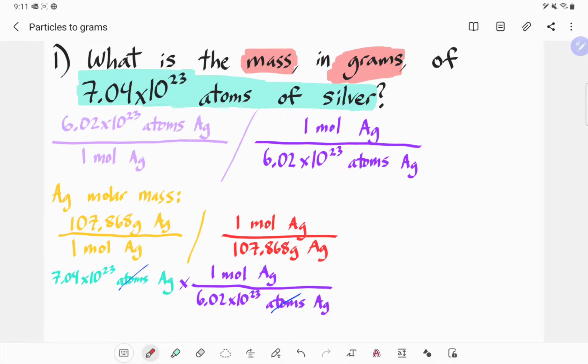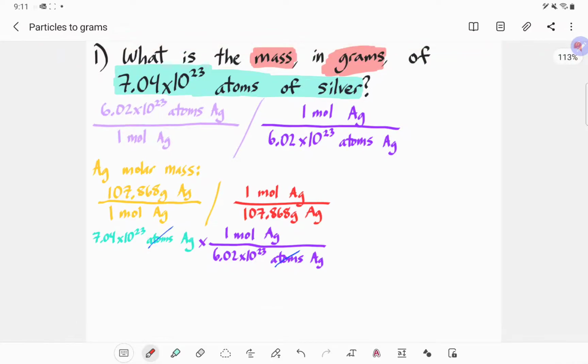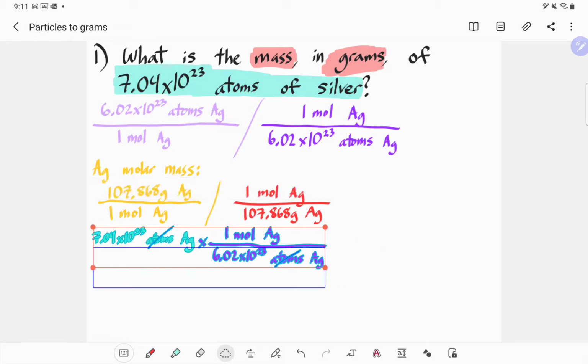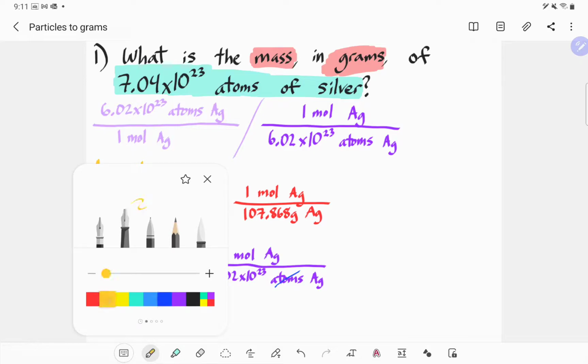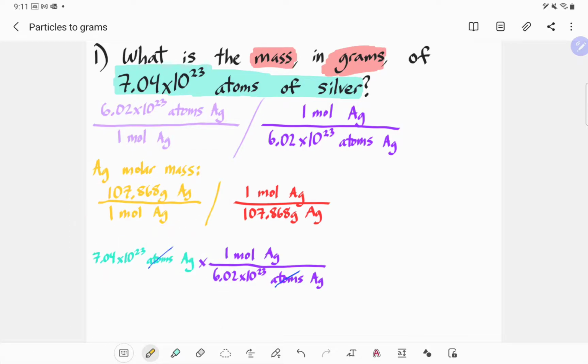All right, so we have both those ratios now. One of them is going to be more useful than the other for us, so let's figure out which one that's going to be. Previously the units of atoms canceled and we were left with moles of silver, and we want to convert to grams. So we need the ratio that has moles on the bottom, so that moles can be canceled and we're left with grams. That means we're going to use this first one.